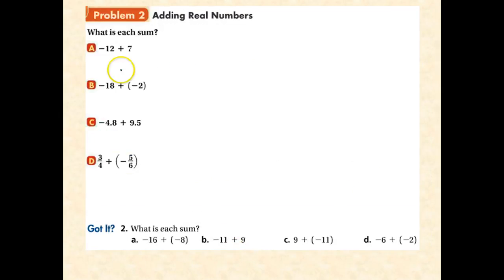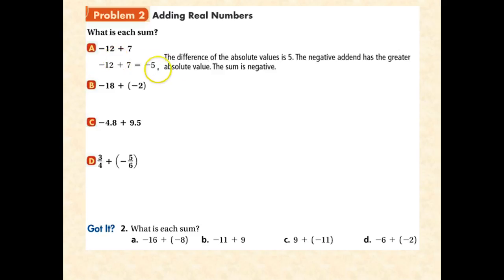So what is each sum? Negative 12 plus 7. I'm going to subtract these numbers and then make the answer negative because 12 is more than 7. So 12 minus 7 is 5, but it has to be negative. So negative 5. The difference of the absolute values is 5. The negative addend has a greater absolute value, so the sum is negative.